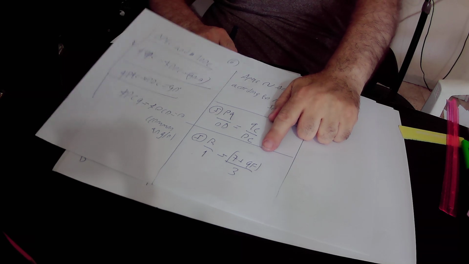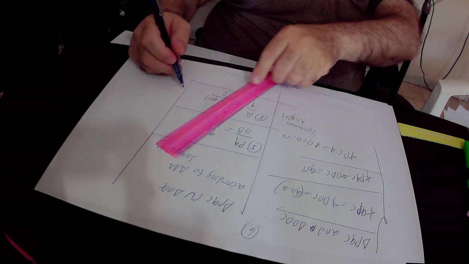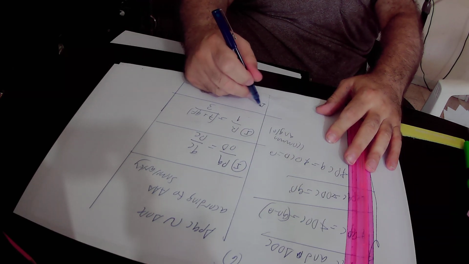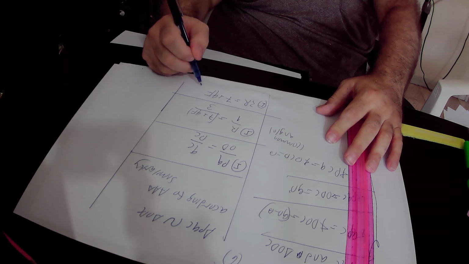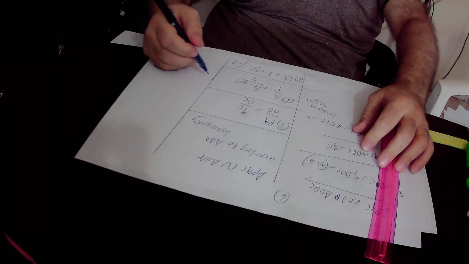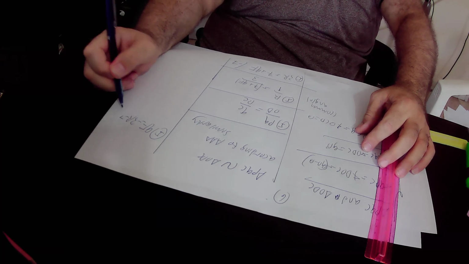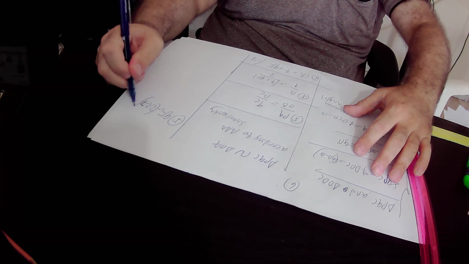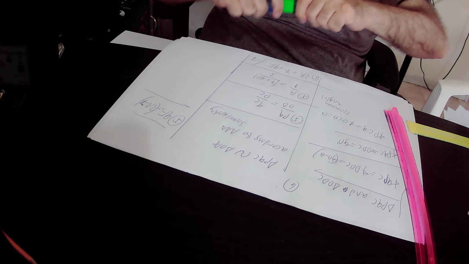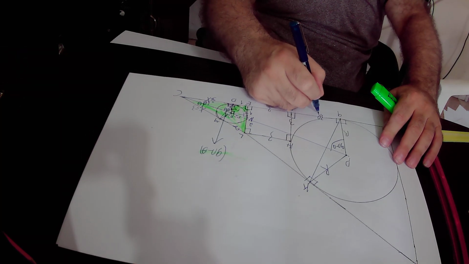We will multiply equation number 1 by 3, and we get that 3R is equal to 7 plus QF. Here we subtract 7, and we get that according to equation number 1, QF is equal to 3R minus 7. So we found out that QF equals 3R minus 7. You can write down in the drawing that QF equals 3R minus 7.